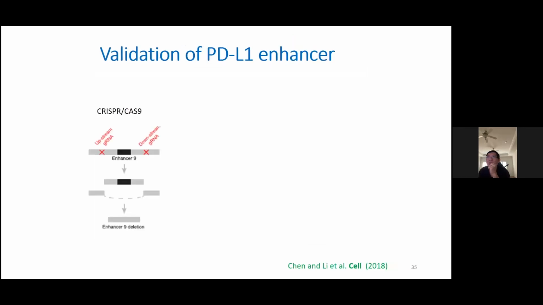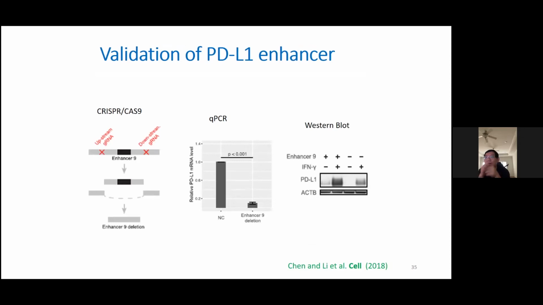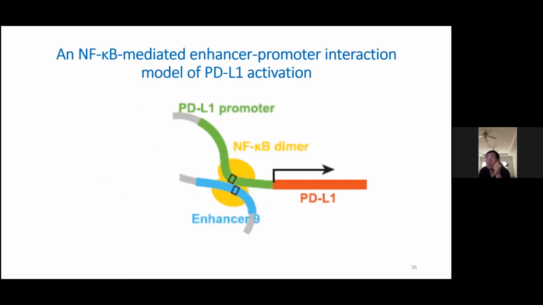We can further validate this. In a given cell line, we can use CRISPR to knock out this region in enhancer 9. And indeed, at both the messenger level and protein level, when you delete that enhancer 9, even though it is only very short, you substantially reduce the PD-L1 expression. Even with the interferon gamma stimulus, you see the PD-L1 expression level still becomes much lower. Through some further data mining, we propose a model: NF-kappa B mediates enhancer-promoter interaction. Basically, NF-kappa B forms a dimer, brings enhancer 9 close to the PD-L1 promoter, and turns on PD-L1. So that's just one example.